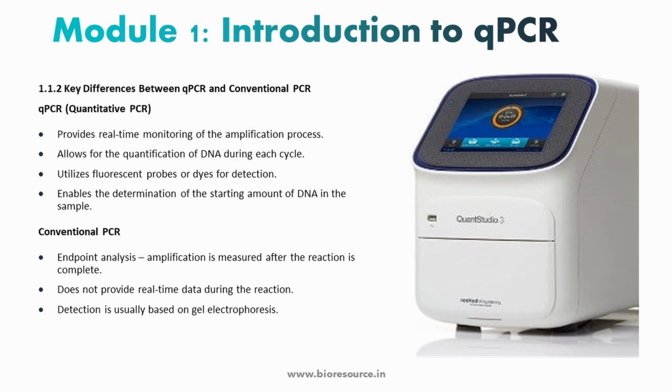And the advantage of qPCR is that it allows for quantification. So the bacterial or viral load of the sample can be determined using quantitative PCR, and the method used is fluorescent probes or dyes for detection. Whereas conventional PCR is also known as endpoint PCR or endpoint analysis, where amplification is measured after the reaction is complete. So there is no real-time amplification monitoring in conventional PCR, and it does not provide real-time data during the reaction. We will have to wait till the reaction is completed, and the detection is usually based on gel electrophoresis.